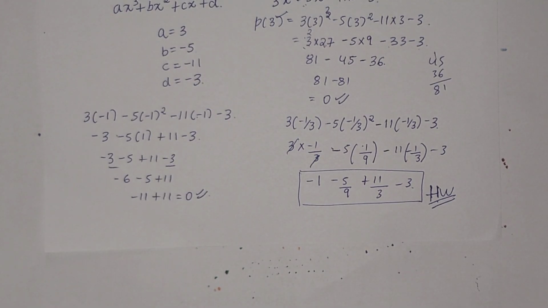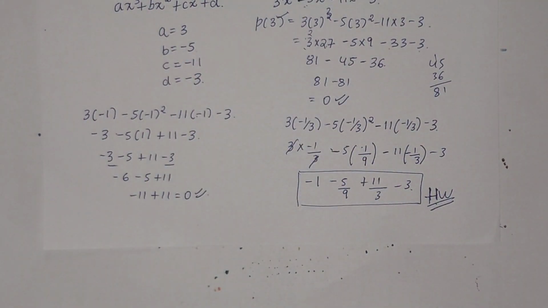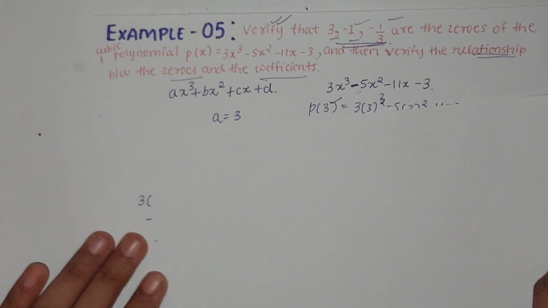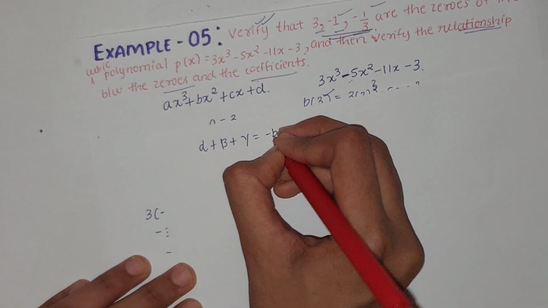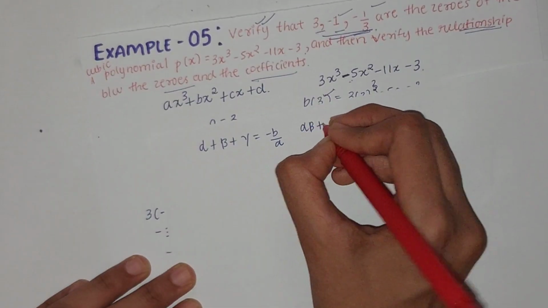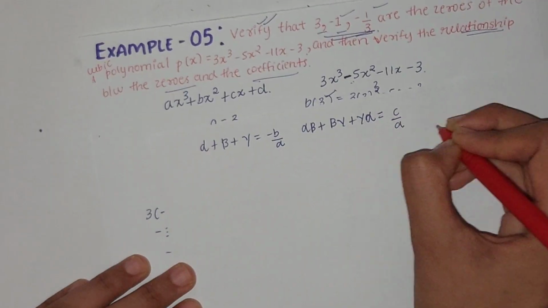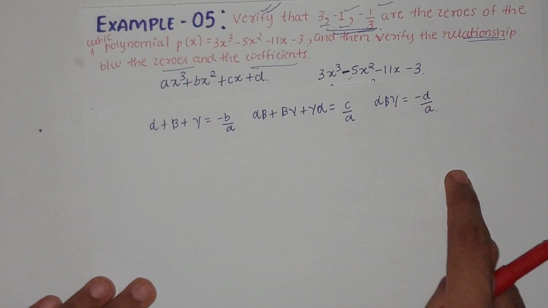Okay, yes. Now next, what I should do, verify the relationship between zeros and the coefficient. Now what you should do is we had a formula, right? Alpha plus beta plus gamma, do you remember that? Yes, that is what we are going to use now and verify all these. Let's do it. We know that for cubic polynomial, alpha plus beta plus gamma is equal to minus b by a. Alpha into beta plus beta into gamma plus gamma into alpha is equal to c by a. Alpha beta gamma is equal to minus d by a. These are the things what we know, isn't it?